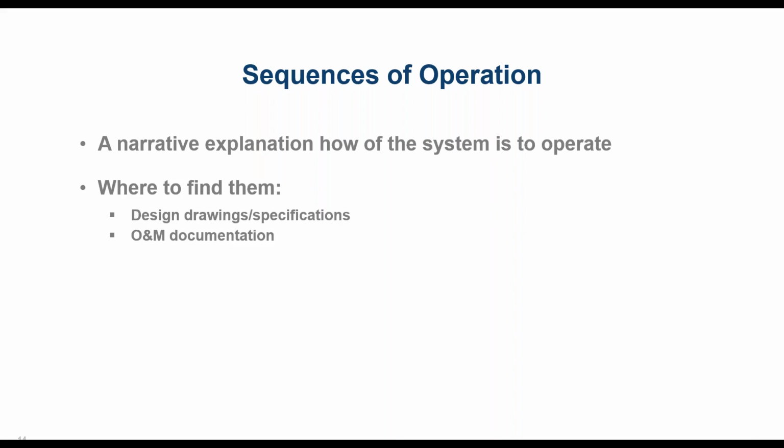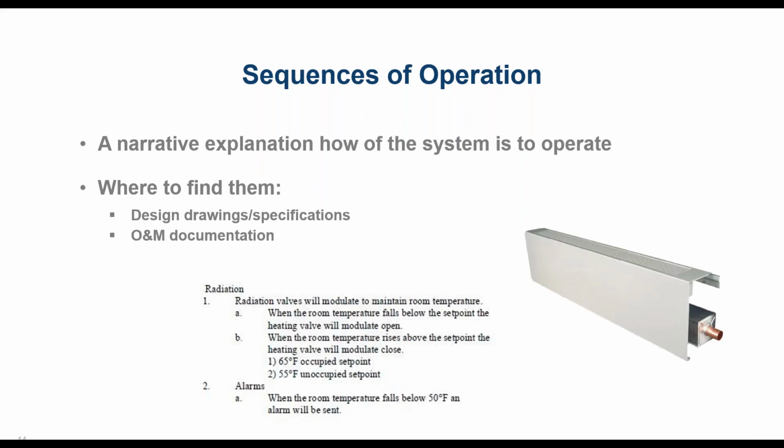Let's show you an example of what this might look like. So let's go back to that baseboard fin tube radiation example. So this is a sequence of operation I took from a project that I literally just went and tested some fin tube radiation sections out 2 days ago. And this is the sequence of operation that the temperature controls contractor provided to me. The radiation valves will modulate to maintain room temperature. When the room temperature falls below set point, the heating valve will modulate open. That makes sense. When the room temperature rises above the set point, the heating valve will modulate closed. That should make sense as well.